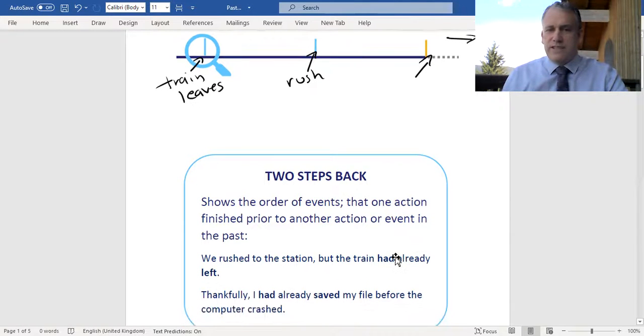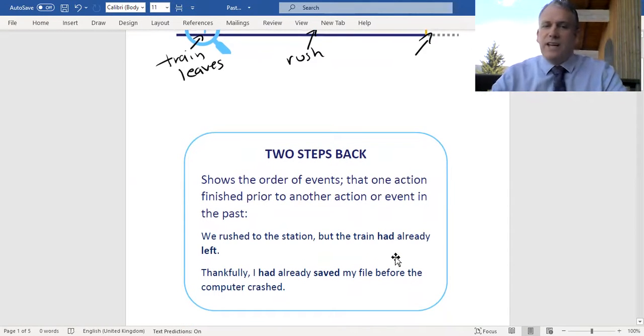Let's have a look at another sentence. Thankfully, I had already saved my file before the computer crashed. Okay, so pause the video or take a minute to think which happened first. Okay, so again, let's break the sentence down. I had already saved my file. Had saved, that's the past perfect. So we know that happened first.